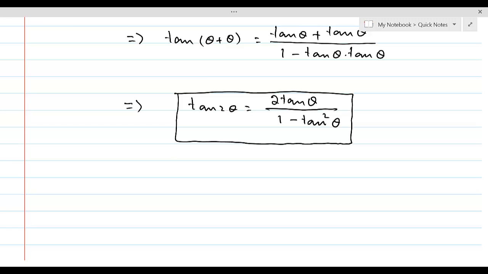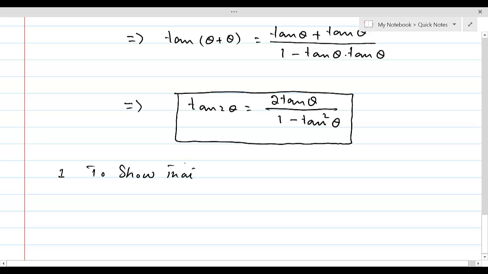Let's do a couple more questions, and the first question in this is to prove that sine a plus sine 2a divided by 1 plus cos a plus cos 2a is equal to tan a.